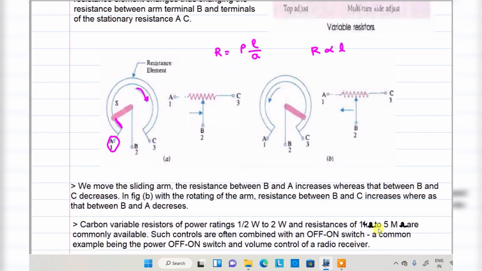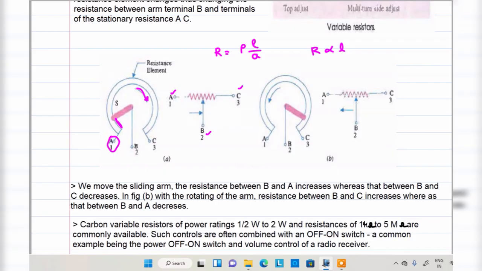So it is possible now, the resistance is varying with the help of this rotating terminal. This is a representation like A, B and C. This is also another representation of this variable resistance. How many terminals do we have in the variable resistance? 3 terminals. That is also important.